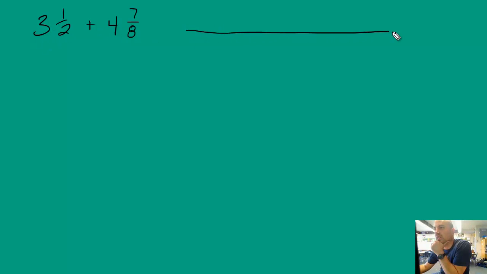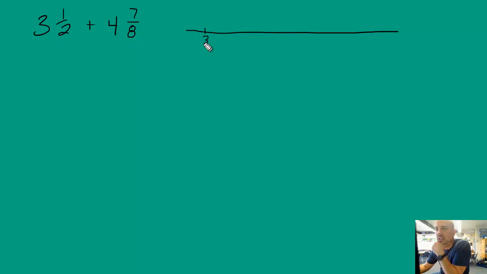Okay, let's do one more then. Let's do 3 and 1/2 and we're going to add in 4 and 7/8. Okay. Just to begin with, where is this going to be? What numbers is this going to be between? If I do this, I know I have 3 and 4.